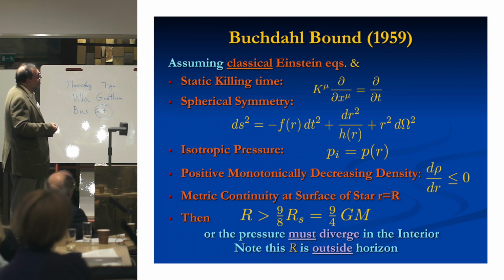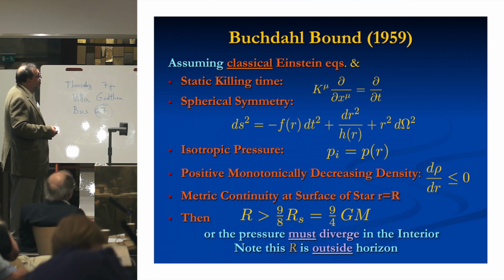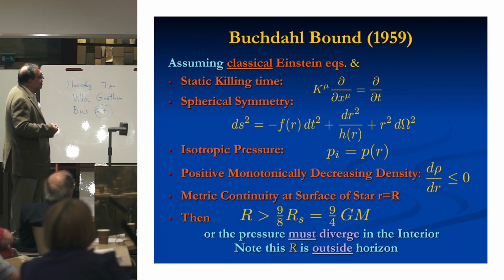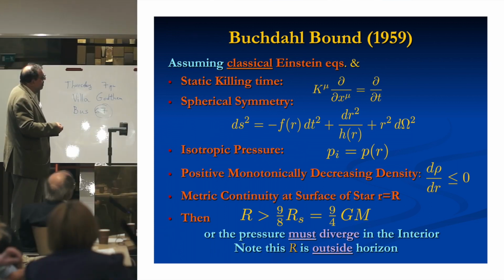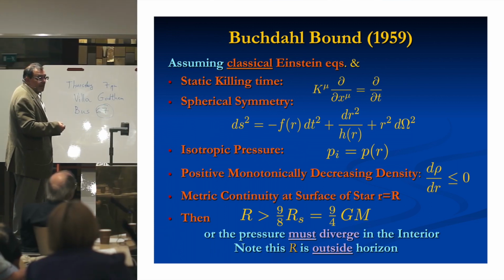This number comes out, 9/8 the Schwarzschild radius, or the pressure diverges in the interior. This is a necessary condition for the pressure not to diverge in the interior. And the interesting thing about this is that this 9/8 is, of course, bigger than 1. So this issue of what happens to the pressure inside is taking place before you reach the Schwarzschild radius, before it's a black hole. This is still just a static star.